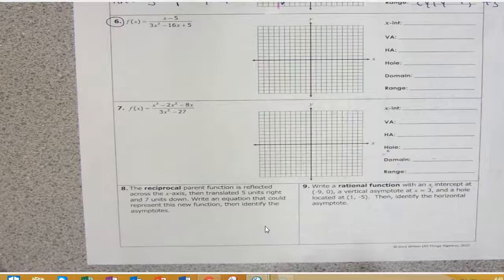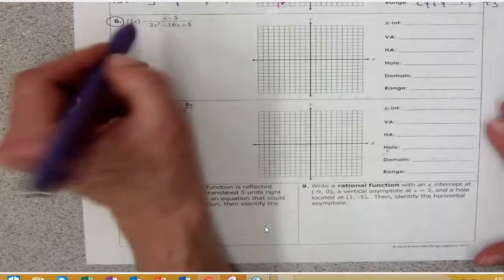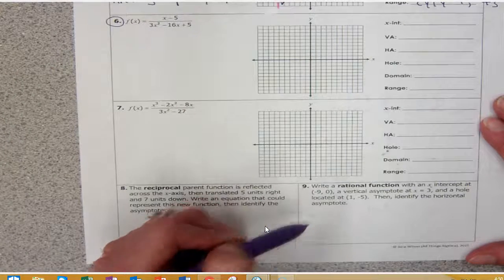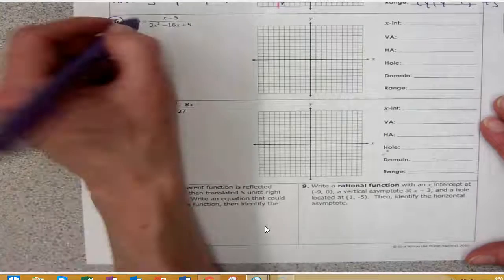Okay, in this video, we're just going to do problem number 6 on the test review for the rational functions. And I may do an example of number 9. I'm not going to do exactly number 9. I may change the numbers and do an example of number 9.